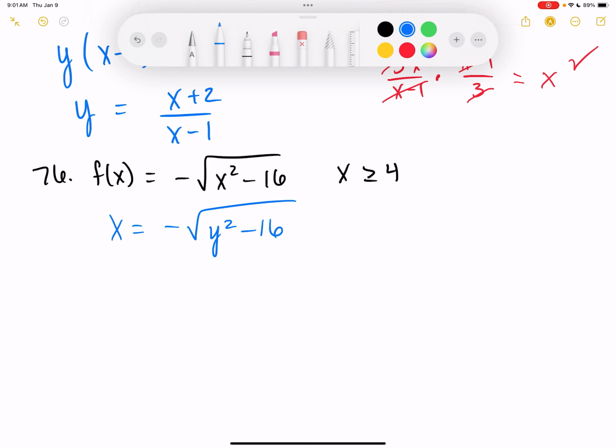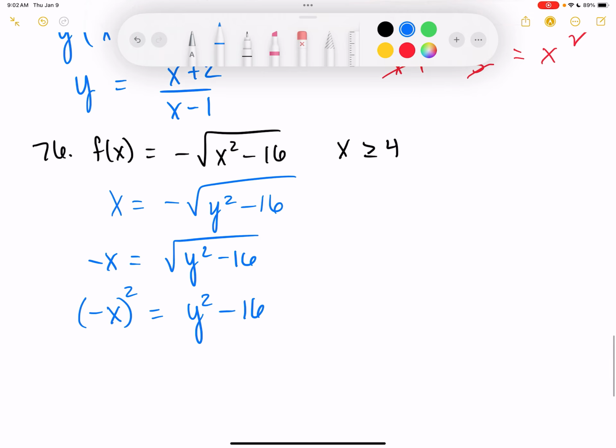So first thing, I'm going to divide by the negative. So negative x equals the square root of y squared minus 16. To undo the square root, I square both sides. It's important to note, the negative is attached to the x and that whole piece is being squared. That's going to be important because when a negative gets squared, what happens? Yep, it becomes a positive. So this is going to be x squared equals y squared minus 16.